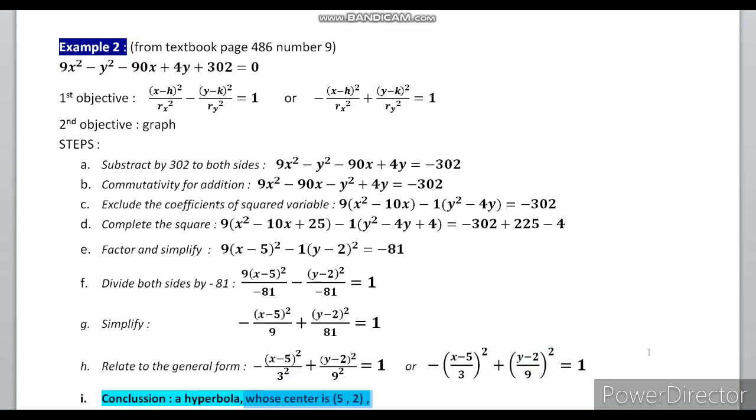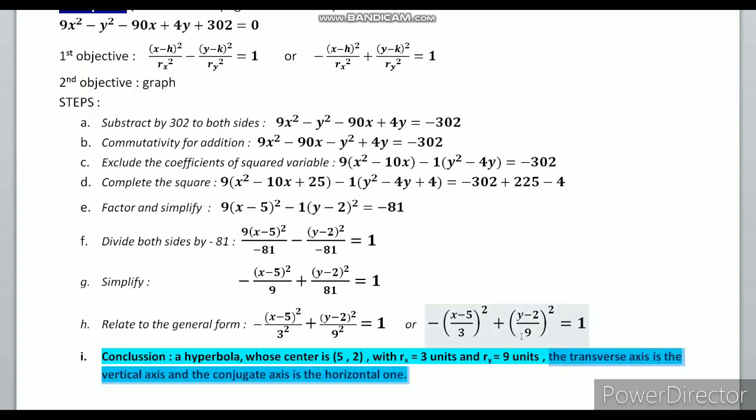The center will be (5, 2). The x radius will be 3 units and the y radius will be 9 units. And then the transverse axis is the vertical. Since the positive belongs to the y fraction, it means the transverse axis will be vertical, following the y, and the conjugate axis will be the horizontal one.